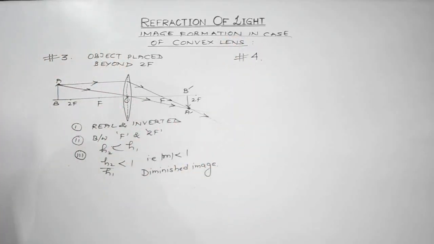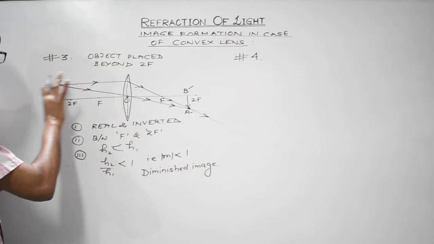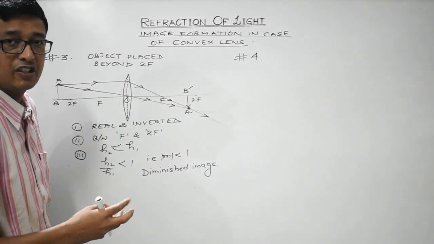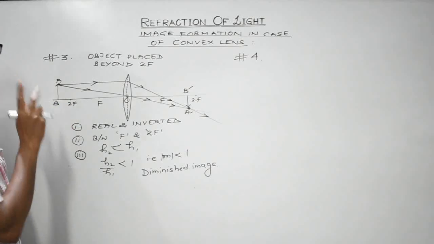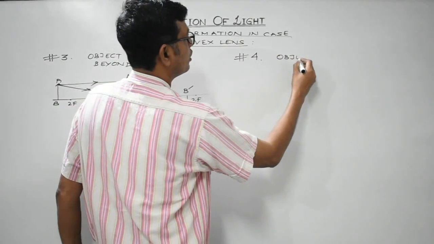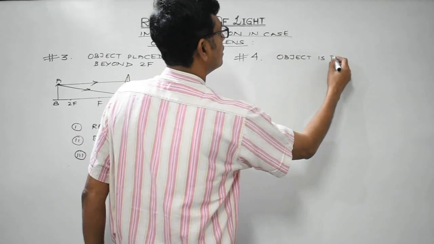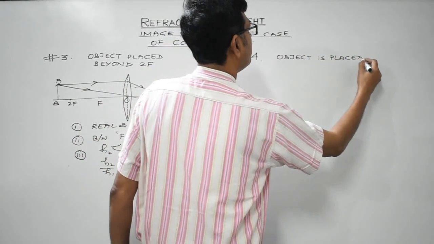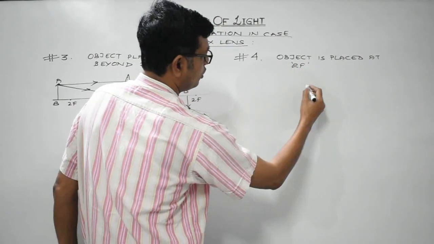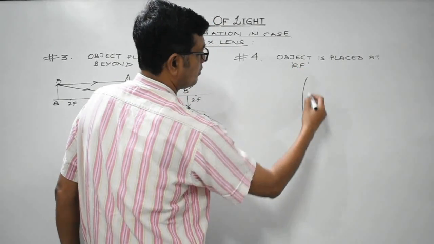Yeah, case 4. The object is brought still closer. So let's see what will be the nature of the image and its position when the object is placed at 2f. So here we will discuss when the object is placed at 2f. So let's try to draw the diagram.